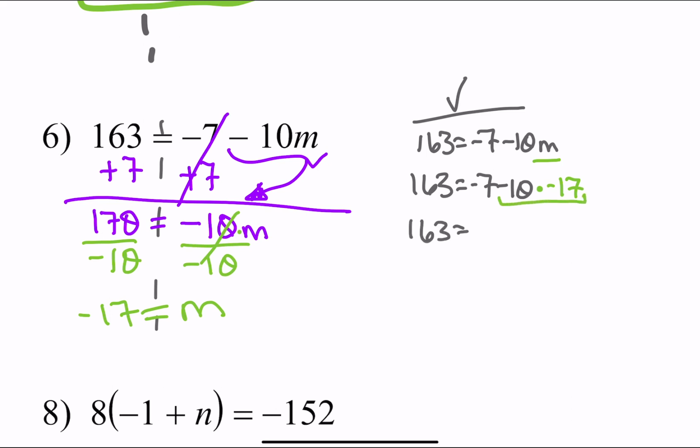So we have to do negative 10 times negative 17. So we have negative 7 plus 170. Negative 7 plus 170 gives us 163. And look at that. These are equal on both sides, and that's what we want.